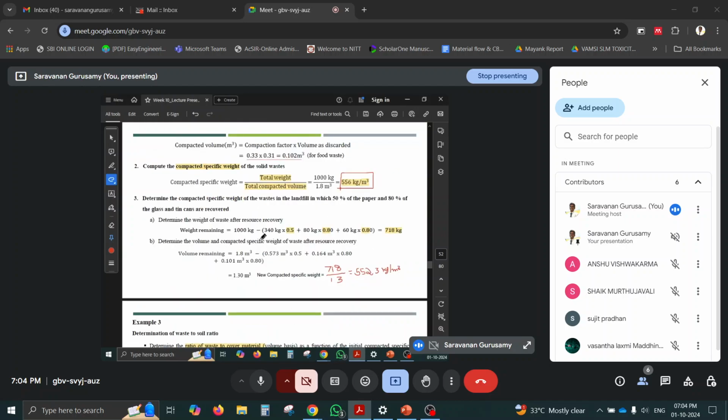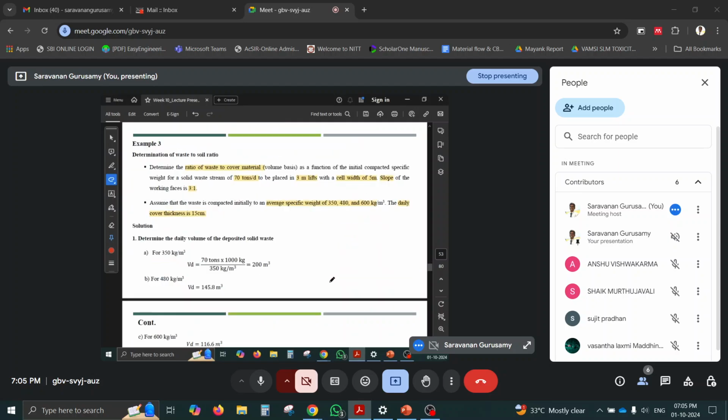So if I am recovering from the total 1000 kg, I am reducing 0.5 of paper, and 0.8 of both glass and tin. So I will get the final weight. The same I have to subtract from the volume. So the final weight by volume will be 552 kg per meter cube. You can see here, 556 to 552. Only 4 kg got reduced. So it's not having much impact on the density if you do resource recovery. But if you check the space requirement, it will have a huge impact.